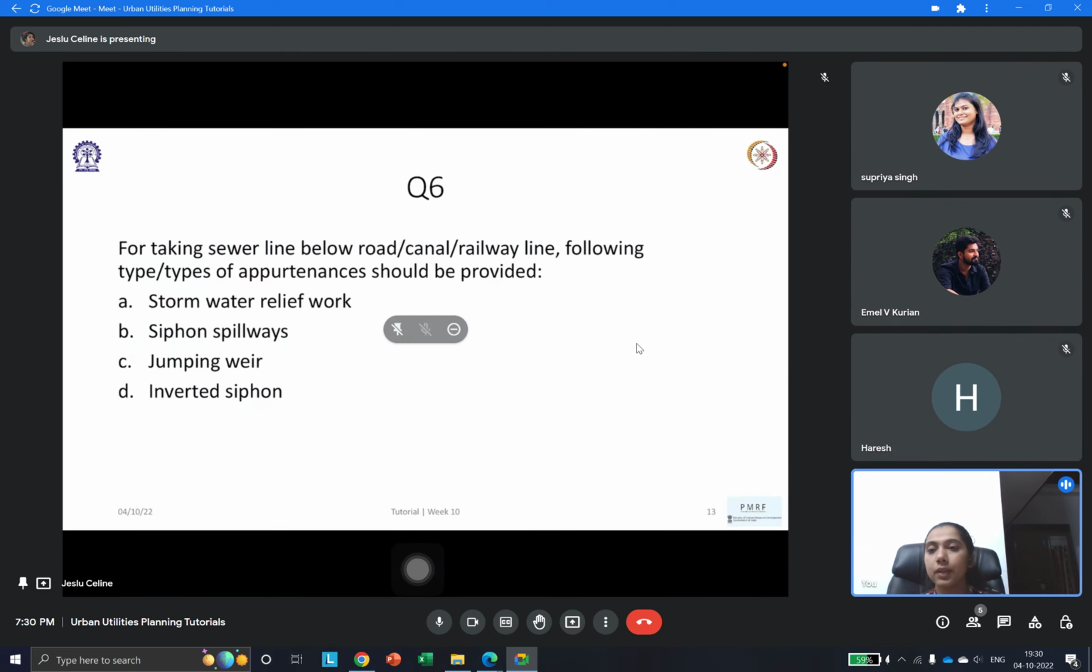So question 6: for taking a sewer line below a road, rail, canal or railway line, the following types of appurtenances should be provided. This is an extra question which was not there in the previous assignment, but it's a very important question also.